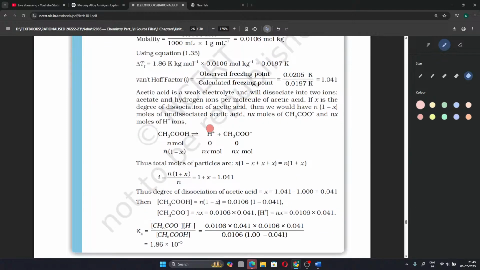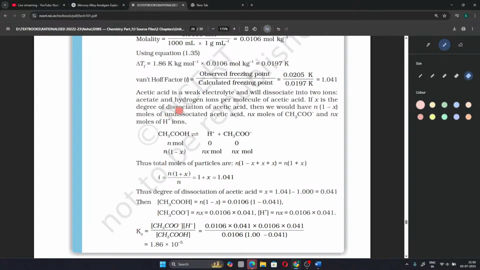Acetic acid is a weak electrolyte and will dissociate into two ions, acetate and hydrogen, CH3COO minus and H plus. But this is actually very, very little, so it is not reaching 2, it is still close to 1 only. It is not even reaching 1.1. And it dissociates into two ions, acetate and hydrogen, per molecule of acetic acid.